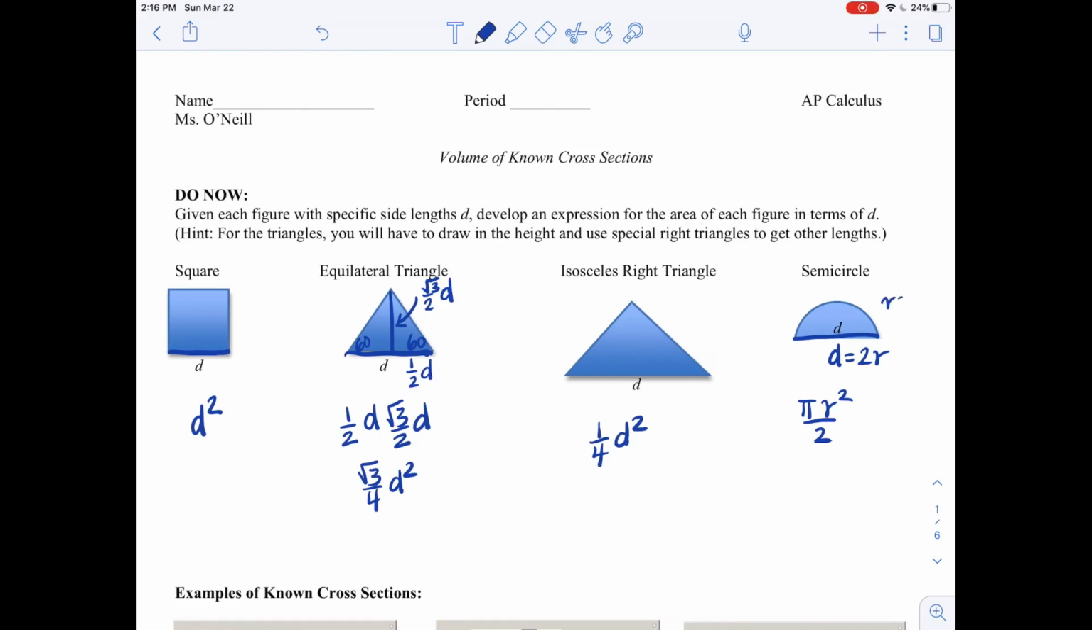Well, if I rearrange this diameter formula, instead of d equals 2r to r equals d divided by 2, I could plug that in here. So I'd have pi over 2 times d over 2 squared. That comes out to be pi over 2 times d squared over 4, or pi over 8 d squared. Out of these formulas, I really think you should make sure you know the square and the semicircle.